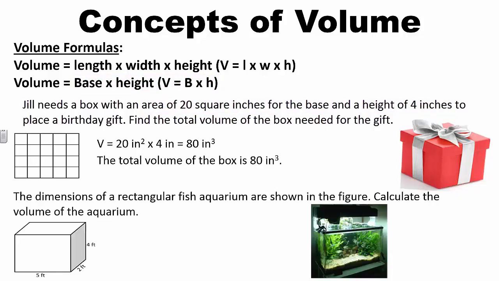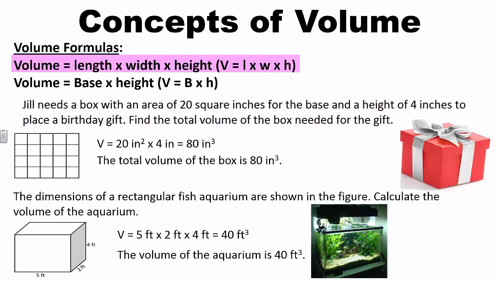In another example, the dimensions of a rectangular fish aquarium are shown in the figure. Calculate the volume of the aquarium. The figure shows that the length of the aquarium is 5 feet, the width of the aquarium is 2 feet, and the height of the aquarium is 4 feet. Using the volume formula of length times width times height, the volume of the aquarium is 40 cubic feet.